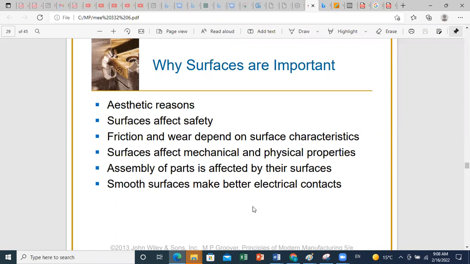Also, smooth surfaces play an important role in electrical contacts. You should sometimes maintain very high accuracy of smoothness in order to ensure good electrical contact and conductivity between your different surfaces. In such applications, you need to go through several processes to make sure that the smoothness of your surface is at the level desired.